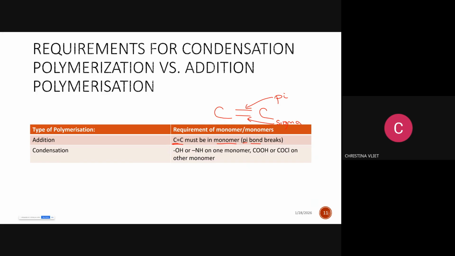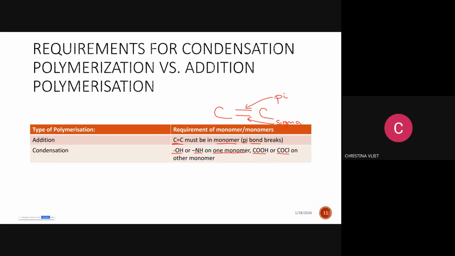And then for condensation reactions, you've got something different going on. You've got either OH or NH on one of your monomers, and you have COOH or COCl on the other.